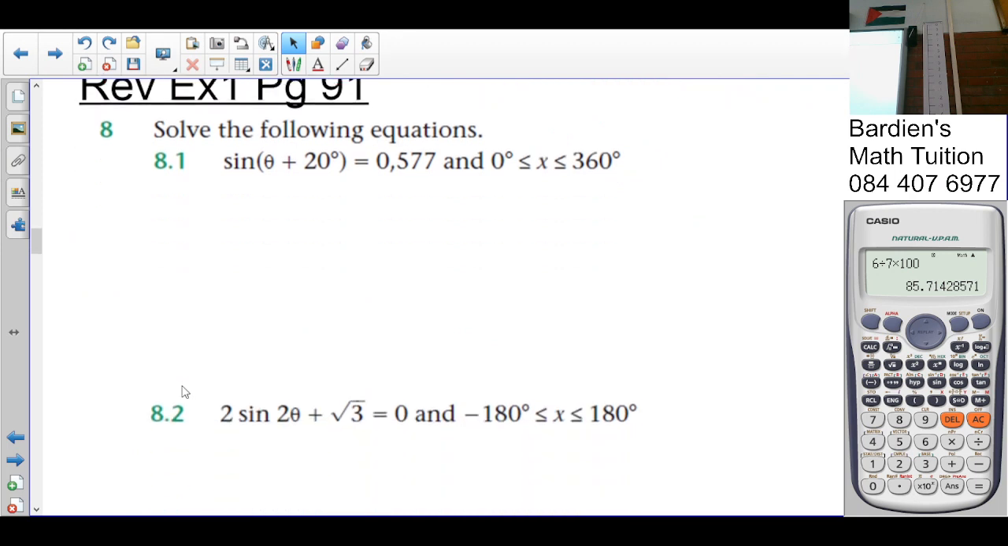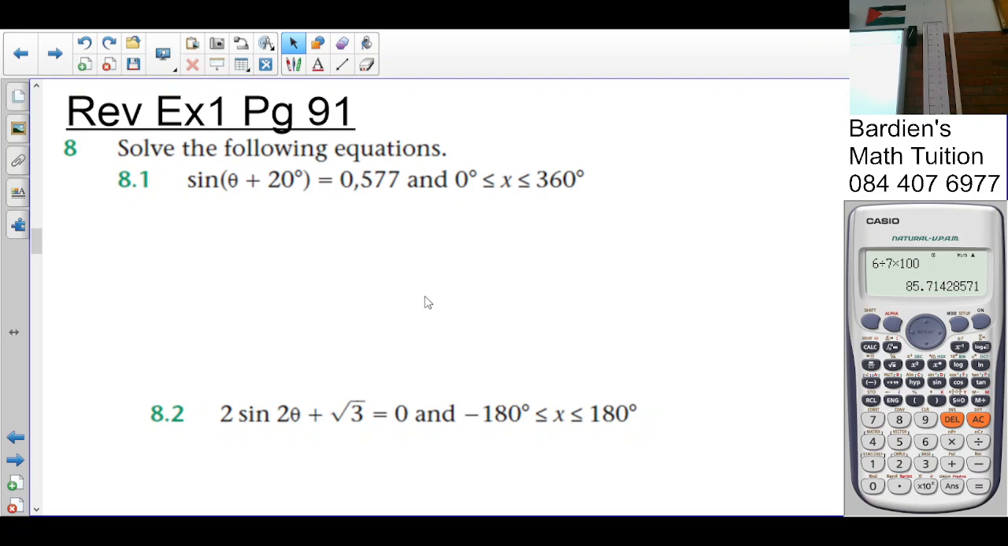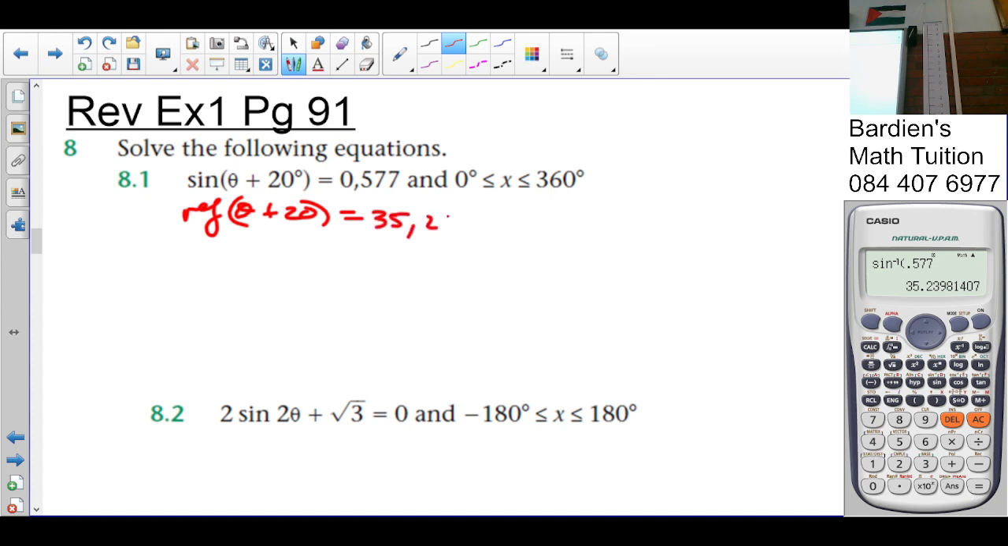Number 8. The question says solve the following equations. So we go reference. Theta plus 20 equals arc sine of 0.577 gives me a reference angle of 35.24. Okay, so this tells us that x is in the first to fourth quadrant.